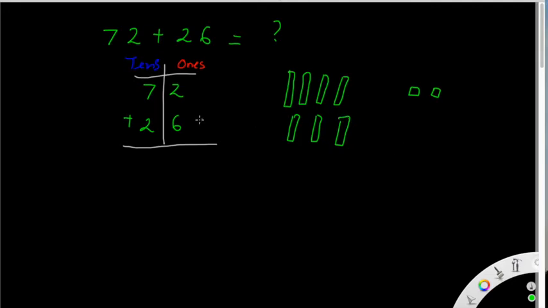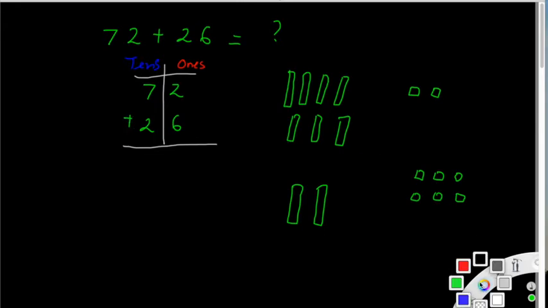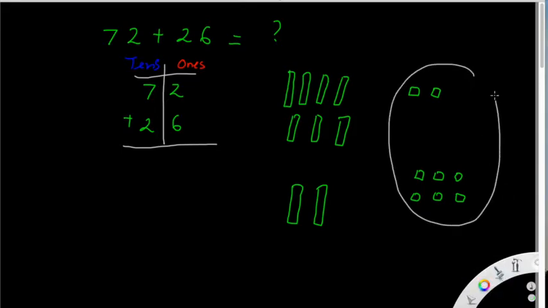Good. On the second row, how many ones do we have? 6 ones. Let's draw 1, 2, 3, 4, 5, and 6. How many tens do we have on the second row? 2 tens. So we will draw 1 ten, 2 tens. What does it mean, friends? It means add. Add means we put all together. So we're gonna group the ones together and tens together right here.